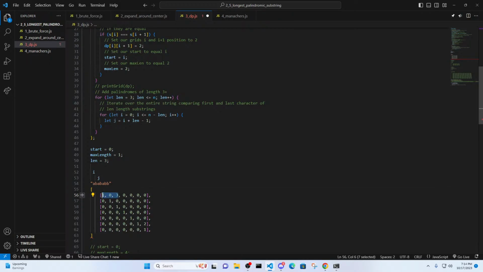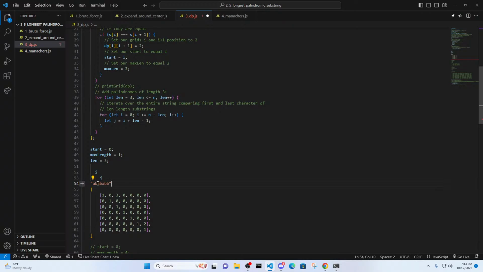And now we know that if we're analyzing the entire string, the first 3 characters is a palindrome of length 3. So we continue moving through here. BAB, same thing. This is also a palindrome. And so these two are also matching.